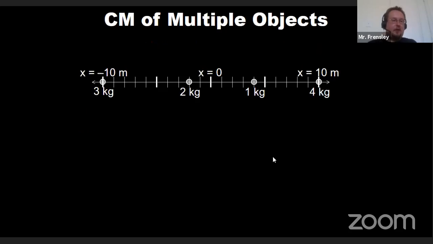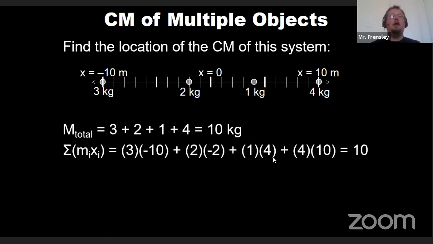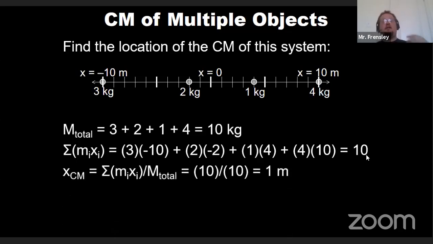This is just a quick crank-it-out calculation right here. So here's how you do it. The total mass is 3 plus 2 plus 1 plus 4. That's 10 kilograms. Now I'm going to take each mass and multiply it by its position. So up here I've got negative 30, and then I've got negative 4, because 2 times negative 2 position. 1 times 4 is positive 4, and then 4 times 10 is 40. So I get a grand total of m's times x's of 10. So the center of mass position is the sum of all m's times x's, 10, over the total mass of 10. So it's at this position right here, 1 meter.